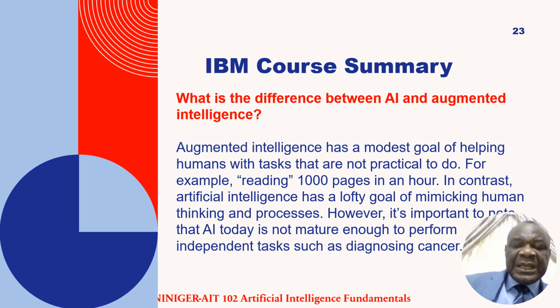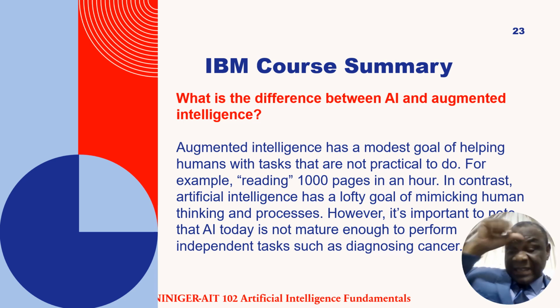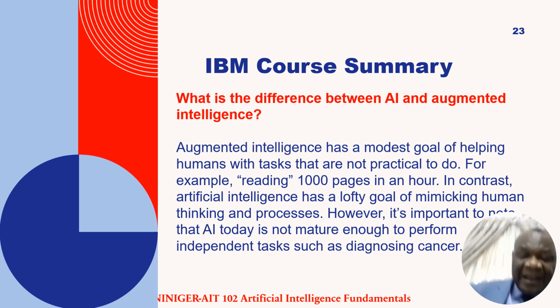There's a difference between AI and augmented intelligence. That's also AI. Augmented intelligence has a modest goal of helping humans with tasks that are not practical to do, for example, reading 1,000 pages in an hour. However, in contrast, AI has a lofty goal of mimicking human thinking and process. That's the difference between artificial intelligence and augmented intelligence.